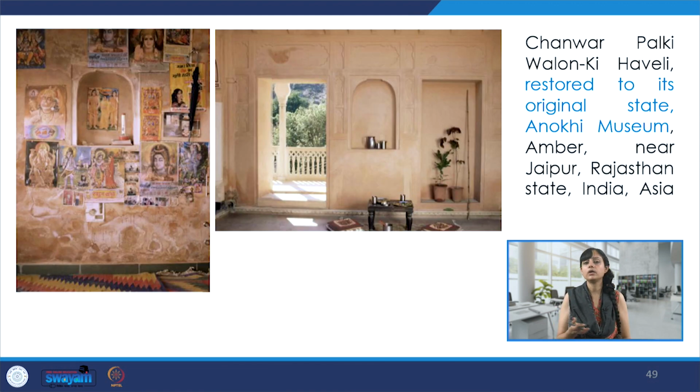This is also a Haveli which is restored to its original state, and here also we see a very interesting color palette, the kind of finishes on the walls, the vernacular furniture, and the elements which are synonymous with critical regionalism and a very, very distinct style of interior architecture.